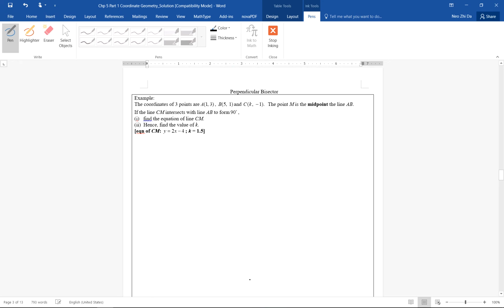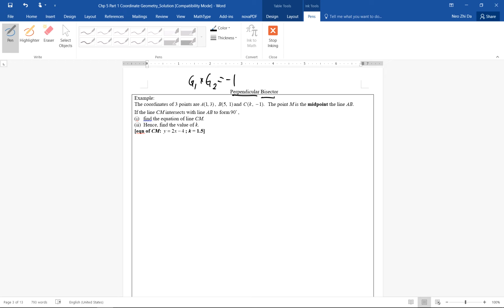Perpendicular bisector, this one I'll teach you. This is important, always comes out. What does perpendicular bisector mean? Let me break it down. One, perpendicular. Perpendicular means these two lines form a right angle. So when you form a right angle, it tells you that gradient 1 times gradient 2 gives you negative 1. Bisector means when one line cuts the other line, you split it into two equal parts.